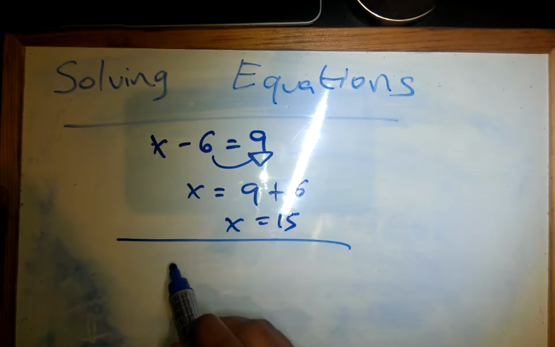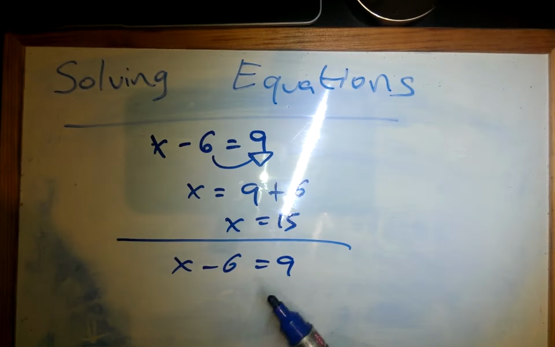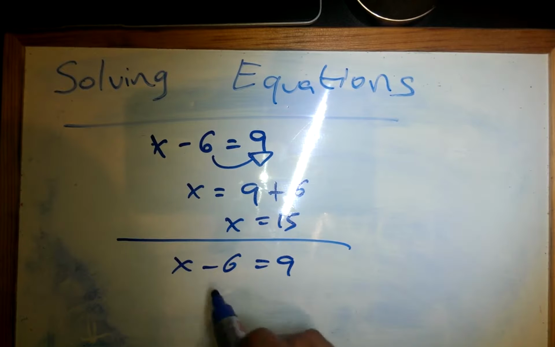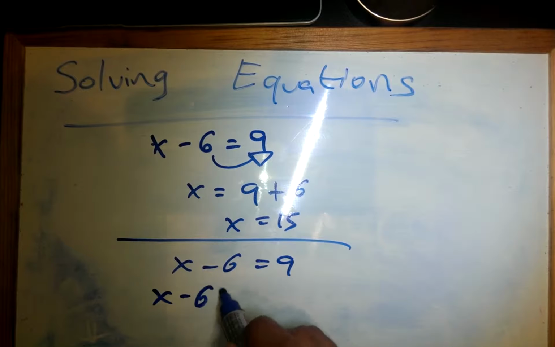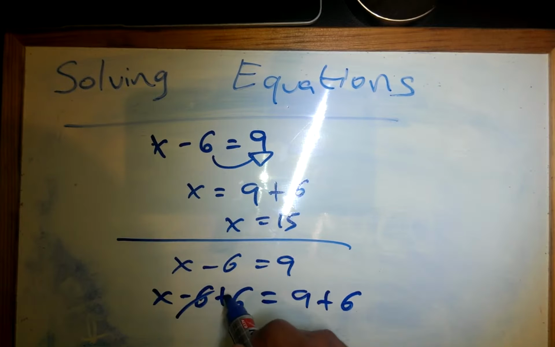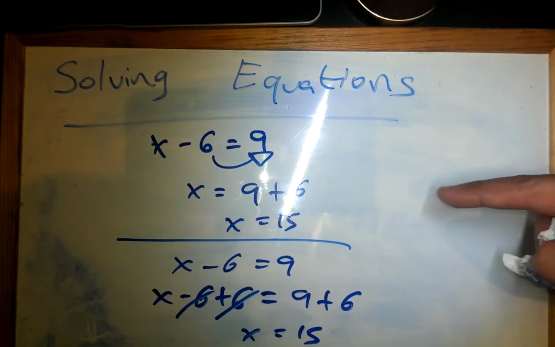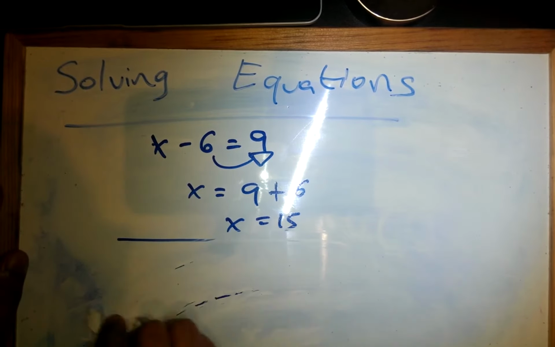Or you can think about it another way, whereby, okay, I've got to get rid of this 6, so on this side I need to add 6. And whatever I do, like a seesaw, has to be done on both sides, where that and that cancel out, x equals 15. Whichever way you want to choose is up to you. I personally go for the first option, but in secondary school, the second option is being taught a lot more.